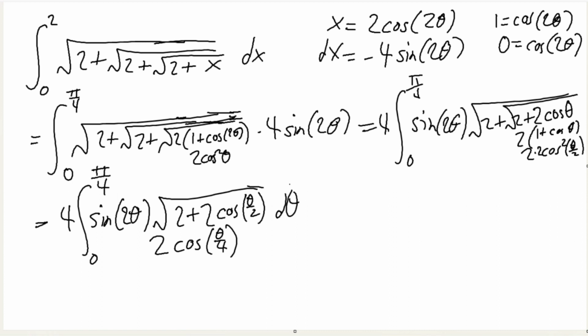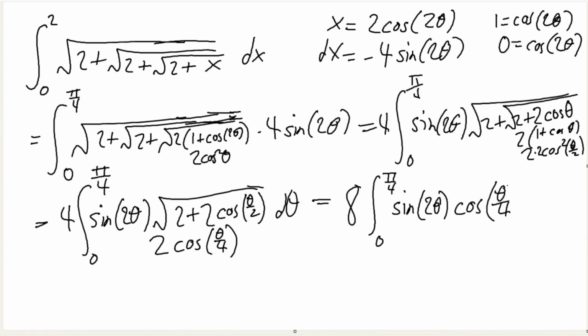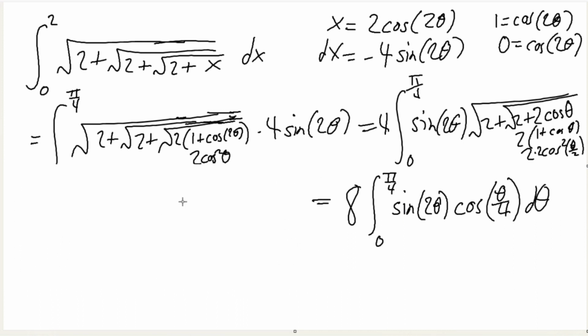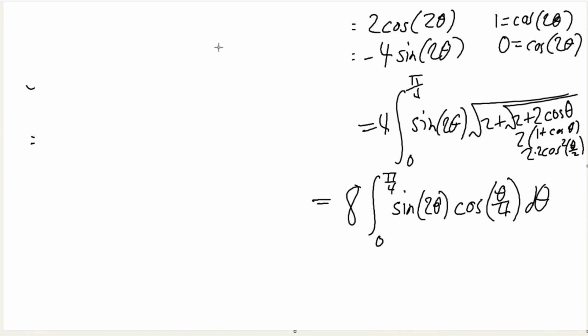Now you're probably wondering, Silver, this is disgusting, because now we have 8 from 0 to pi over 4, and now we have to deal with this. Now we have sine 2 theta cosine of theta over 4. Great. Now what? Well, 1 over 4, it's just a number. It's just a constant.